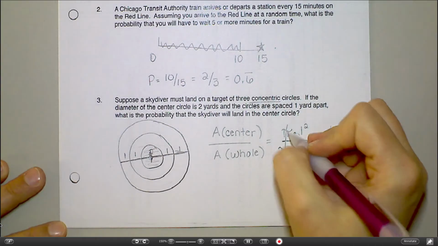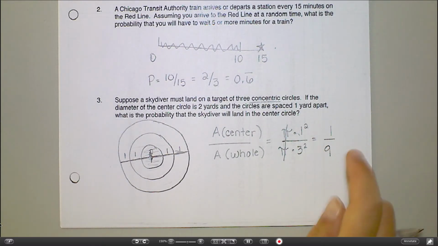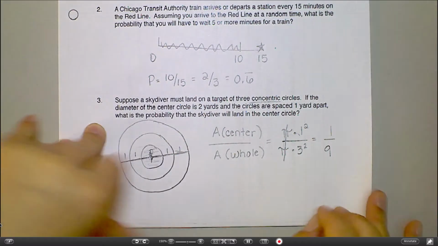But the pies cancel out. That's why I left it in that exact value form. I didn't type pi into my calculator. You could, but you just wouldn't come up with such a clean fraction here. So I would just write it out like pi times whatever squared over pi times whatever squared. Your pies are going to cancel every time, as long as they're both circles. Everyone good on that one then?